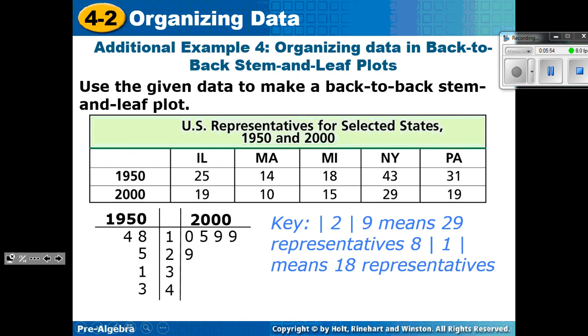Okay, and then the ones over here are just like the regular stem and leaf plot that you've got 10, 15, 19, 19, 29, and then that 2000 data doesn't have anything in the 30s or the 40s. So that's a back-to-back stem and leaf plot. Notice two parts to the key, that this means 29, and this means 18, which is a little bit confusing.